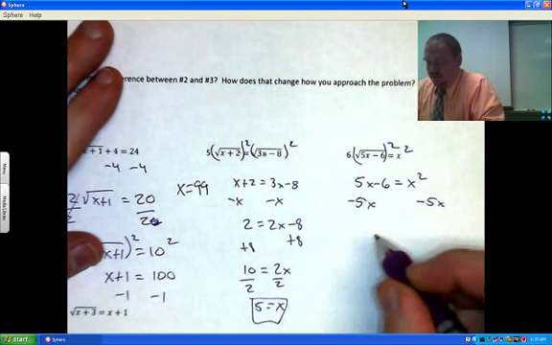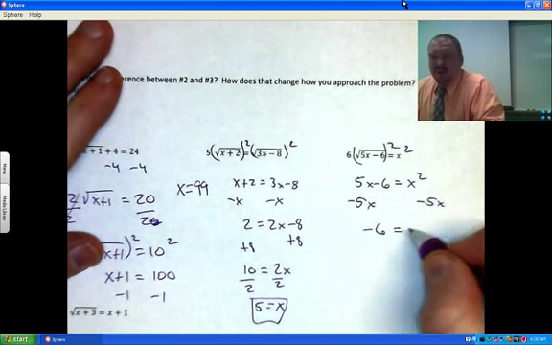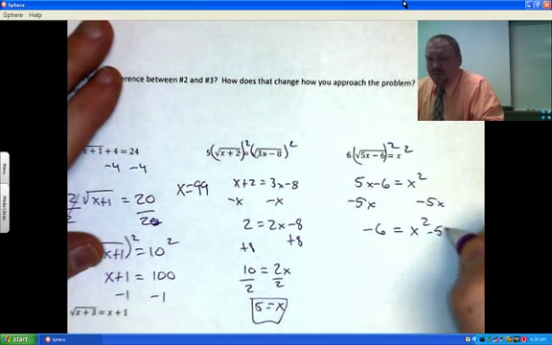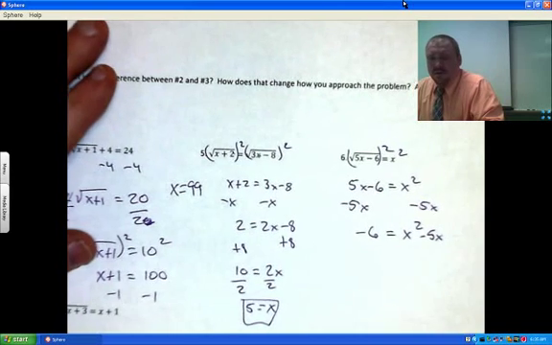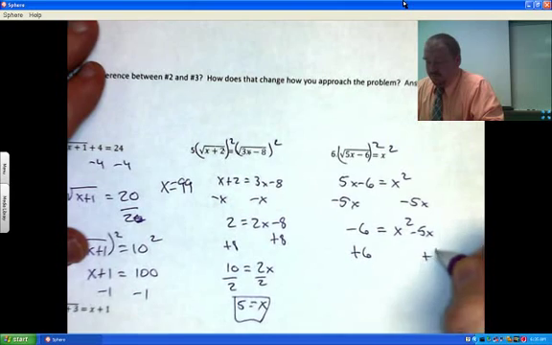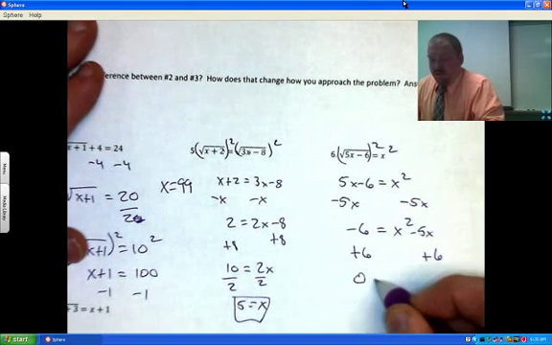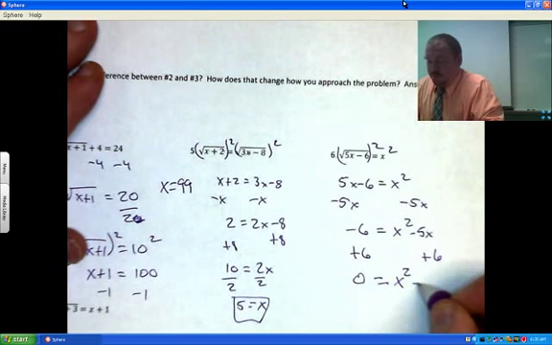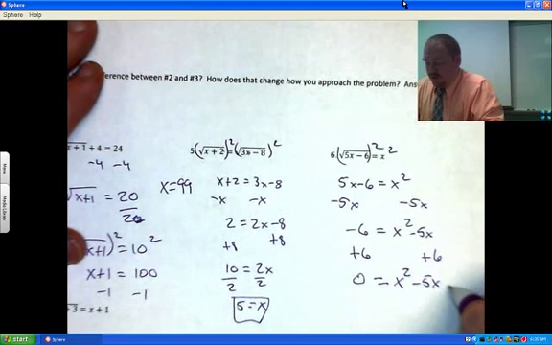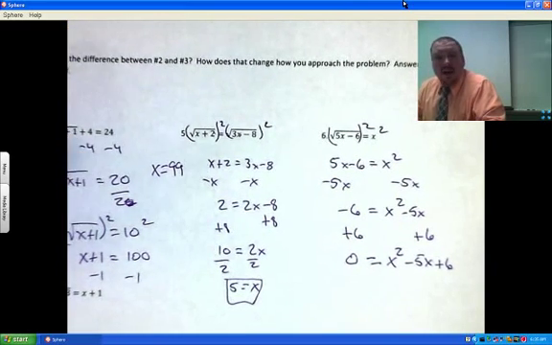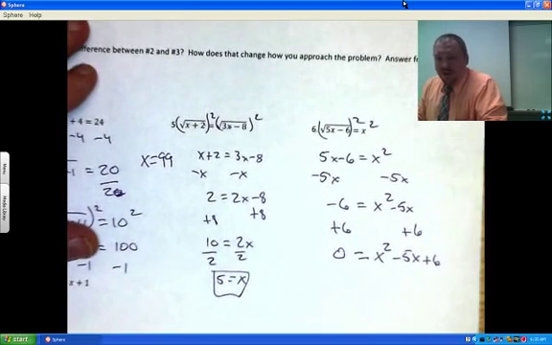Then I'm going to add 6. So it gives me 0 equals x squared minus 5x plus 6. So now I'm going to factor this. Okay, and we're going to be reviewing factoring in class. In case some folks have some troubles with this, I need two numbers that multiply together to give me positive 6, but add together to give me negative 5.